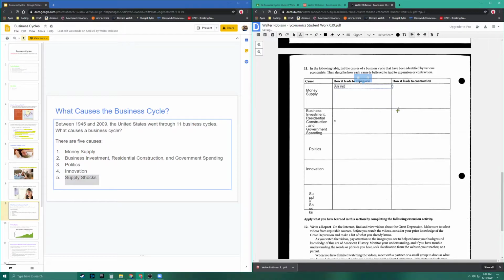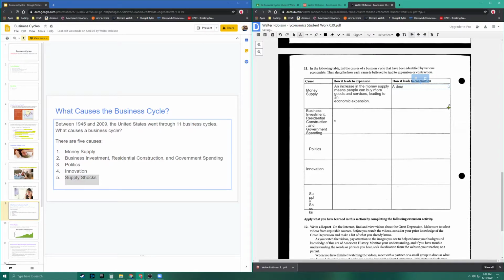An increase in the money supply means people can buy more goods and services, leading to an economic expansion. Which makes sense, right? If you have more money to spend, you're going to spend it. And you have more money to spend in this particular case because the money supply has been increased because the Federal Reserve has increased its availability. They can do that through loans, remember interest rates, things like that. So this is the exact opposite.